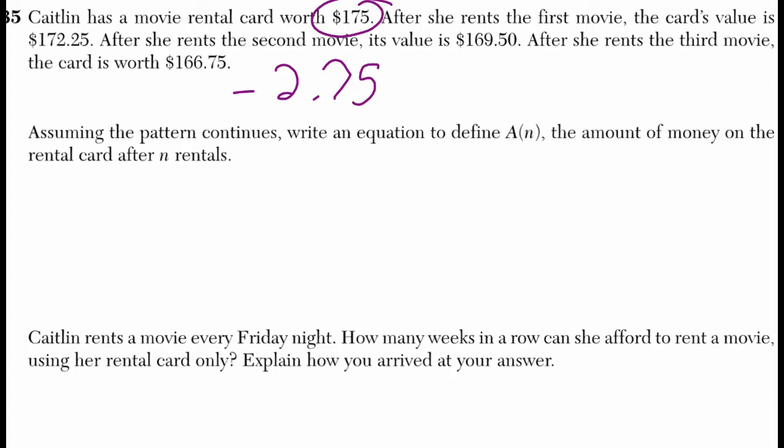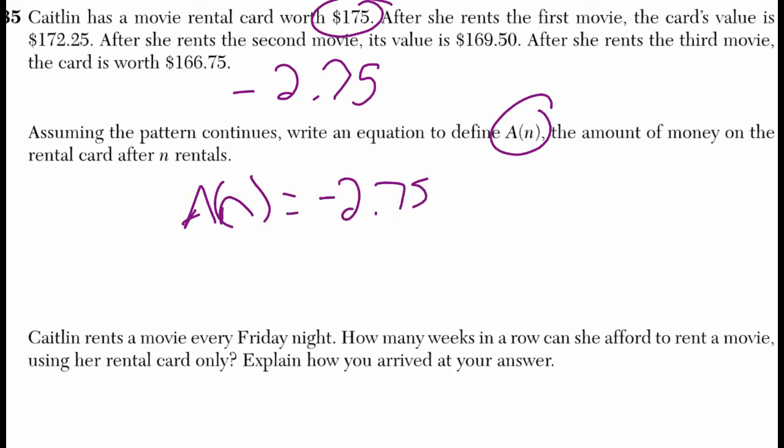So assuming the pattern continues, write an equation for a of n. You have to use the variables. Do not write y equals. You have to say a of n equals, well, my slope is negative 2.75, not x. N is my input, n rentals, not x rentals. She started at plus 175.